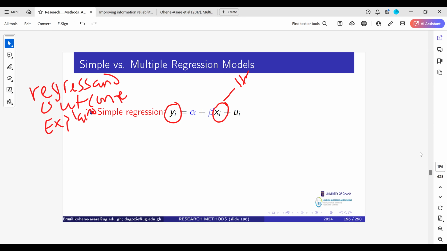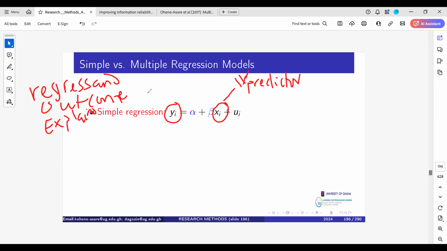If the dependent variable is a regressand, the independent variable is what? Regressor. Okay, regressor. Now, if the dependent variable is the outcome or response, the independent variable is a predictor. So it's also another way of calling the independent variable, predictor.